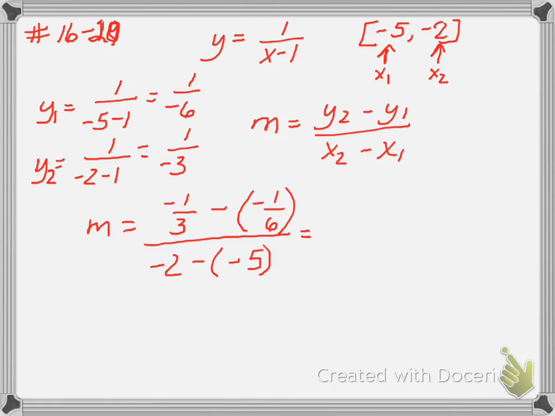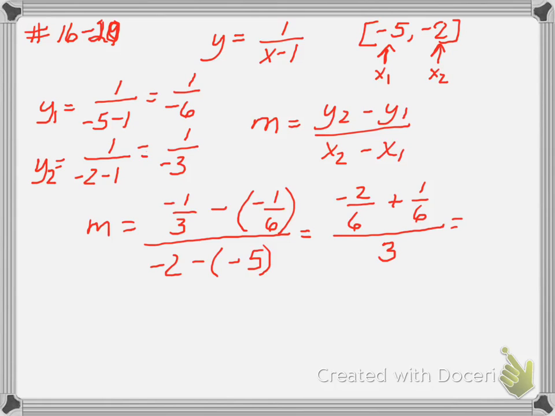In my numerator, I am subtracting fractions. I need a common denominator, and that will be 6. So I'm going to change -1/3 to -2/6, because that's the same thing. -2/6. And minus a -1/6 is plus 1/6. And in my denominator, -2 minus -5 is -2 plus 5. -2 plus 5 is 3.